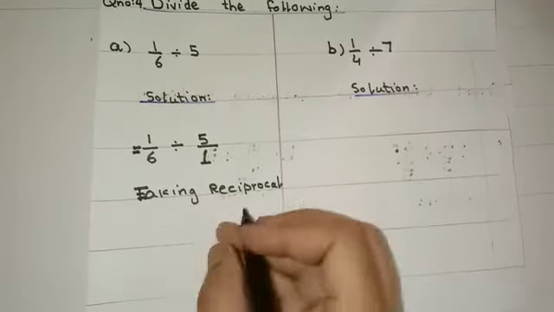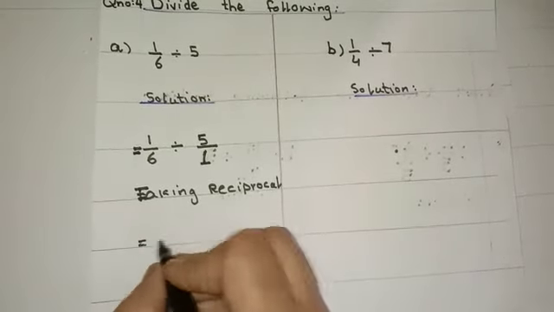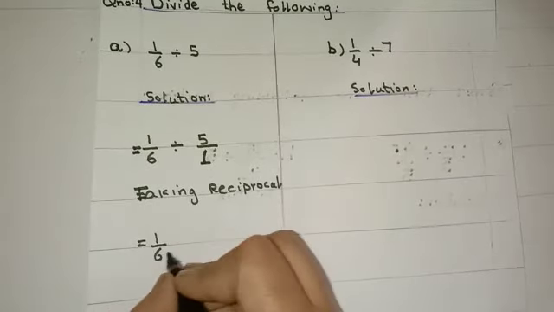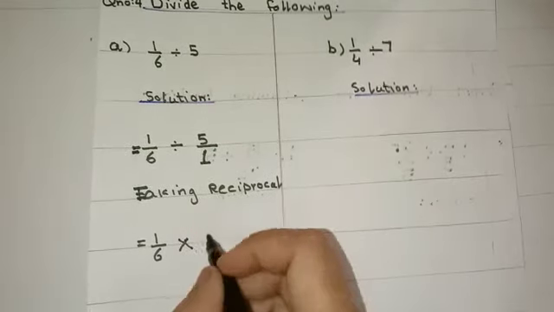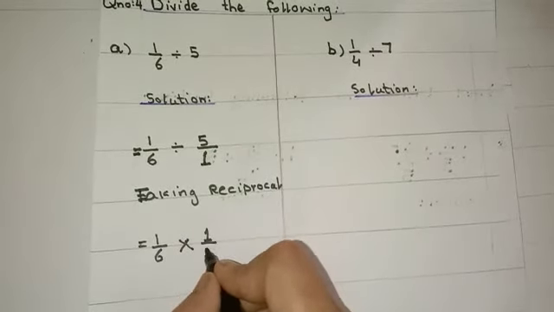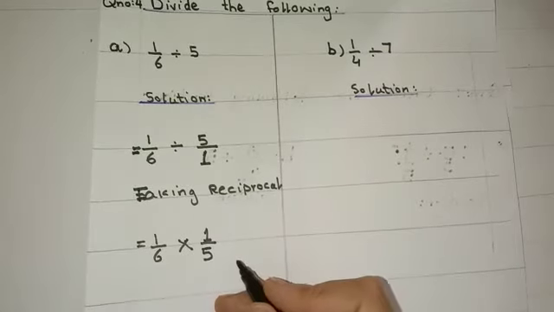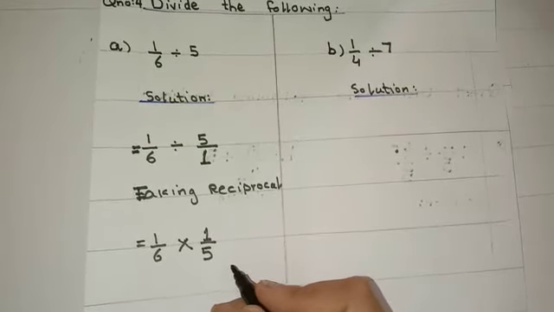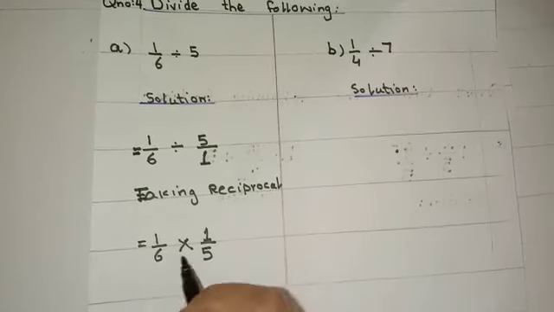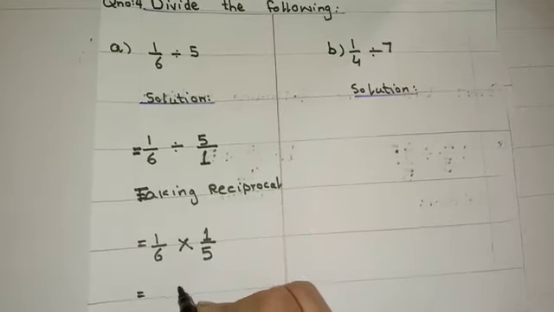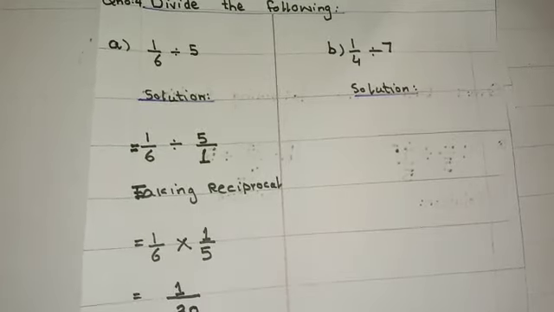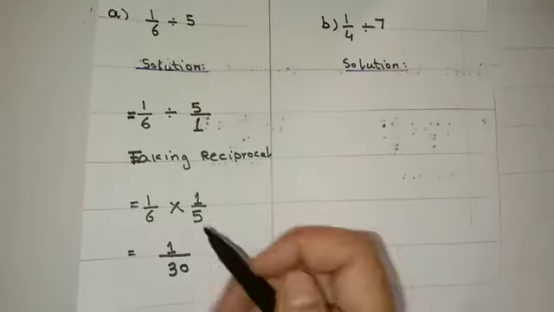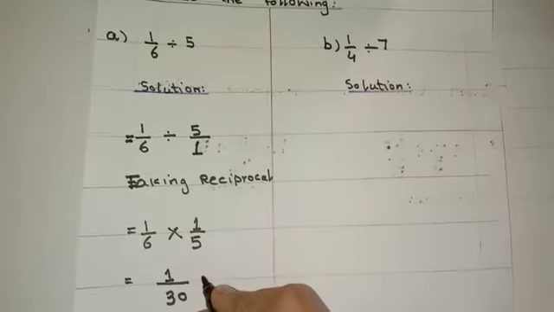Be careful when you write the spelling of reciprocal in your notebooks. 1 over 6. When we take the reciprocal, the division sign changes into multiplication, and the denominator becomes the numerator and the numerator becomes the denominator. Now you know that multiplication of fractions is easier than division of fractions. So 1 ones are 1, 6 fives are 30, right? The denominator is greater, so we will not solve it further. 1 over 30 will be our answer.